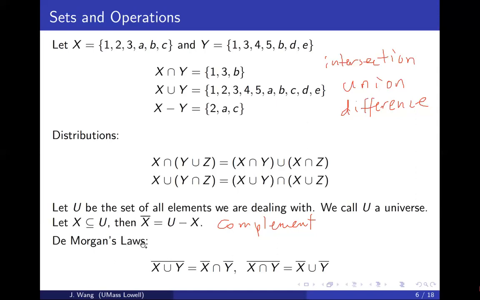And then we have the De Morgan laws. The complement of X union Y is equal to the complement of X intersect the complement of Y. And the complement of X intersect Y is the complement of X union the complement of Y. So these are the De Morgan laws.